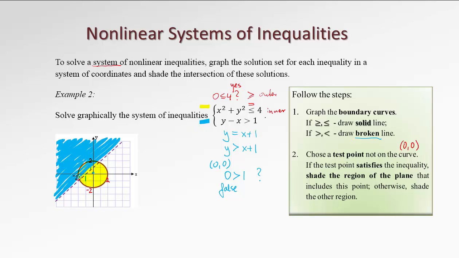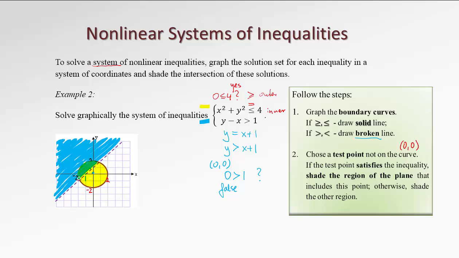Okay, the intersection is yellow and blue. That means this part inside the circle. Everything, let's mark it in green. That will be the final answer for this system of inequalities. We also need to watch the boundary points.